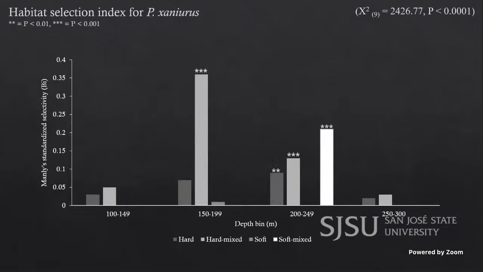For P. xaniurus, significant depth and habitat associations were also found. 5 out of the 16 possible habitat depth groupings had selectivity indices greater than random. Upon a chi-square post hoc independence test, 4 of these 5 were shown to have significant associations. And these results here are suggestive that differential use of high induration habitat was occurring, and these are between the depths of 150 to 249 meters.